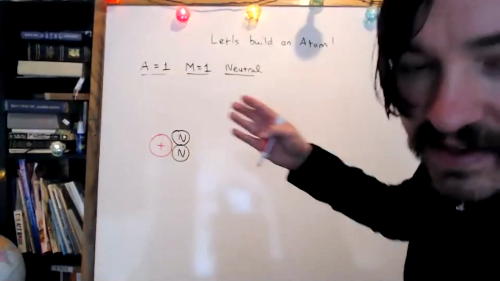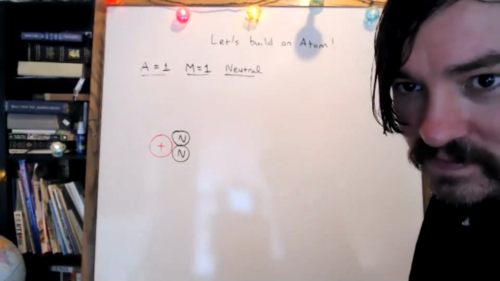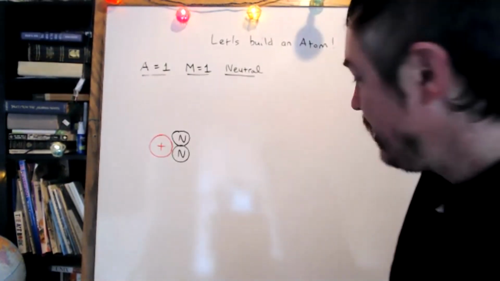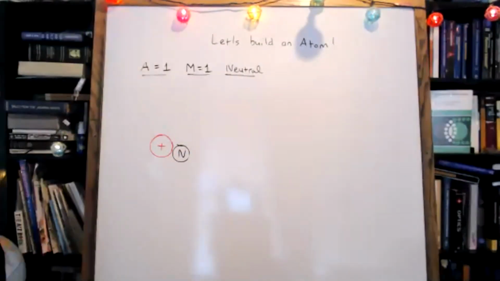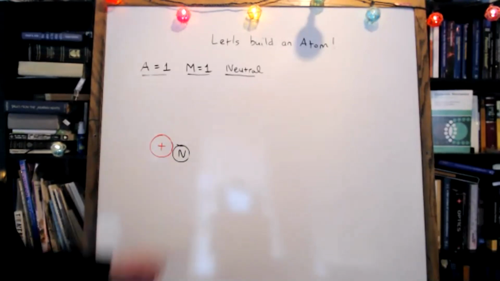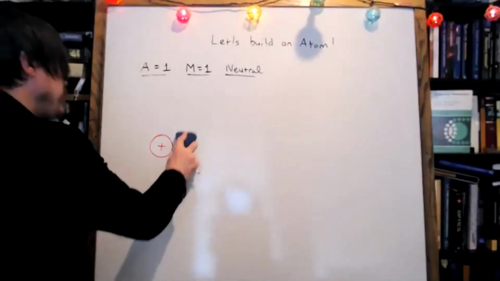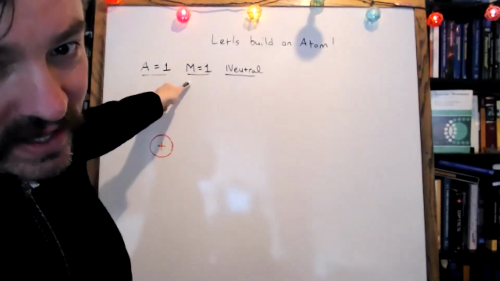How many neutrons does this atom have if its mass number is 1? Would it be 1? Or none. If it's 1 neutron, then how many nucleons do you have? 2. Okay, so would it be none? That's the right answer. It's no neutrons because you've already used up your 1 nucleon.